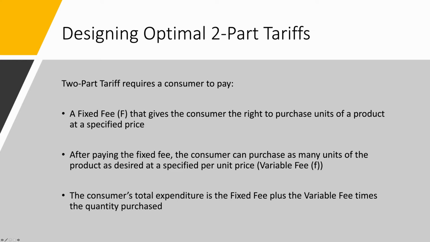And then after paying the fixed fee, the consumer can purchase as many units of the product as desired at a specific per unit price. So that's the variable fee. So we have big F, the fixed fee, small f, the variable fee. And then the consumer's total spending would be the fixed fee plus the variable fee times the quantity purchased.